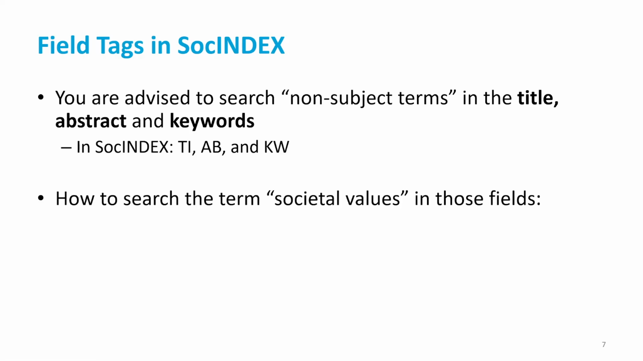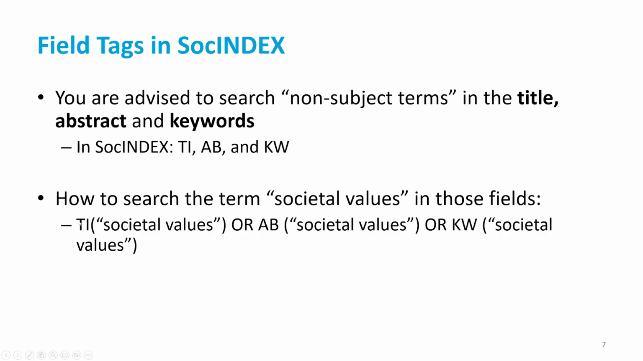How do you search the term societal values in those fields in SocINDEX? That would look something like this. So you have TI and then in brackets societal values, or AB societal values, or KW societal values. If you want to search additional terms in the title, abstract, or keywords, you would put those terms within the brackets after societal values for each of these different field tags. So we have to indicate for every term that we want to search it in every one of these fields separately. We can at least combine them within one bracket.